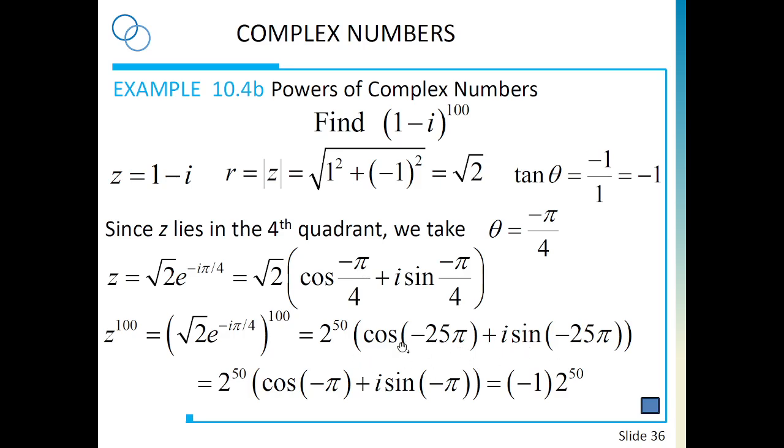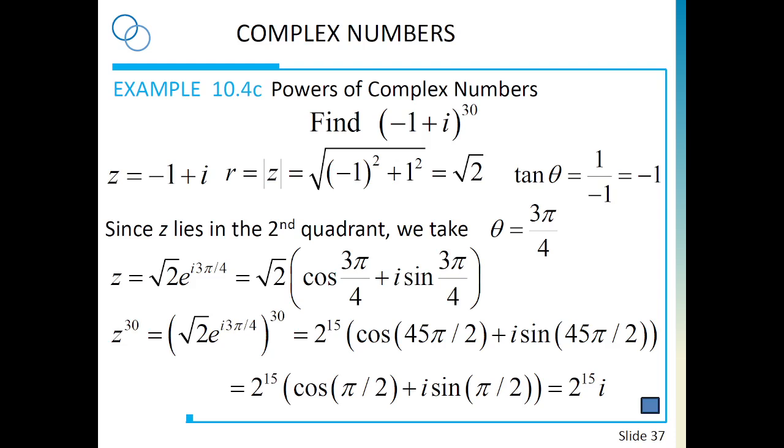So from this point on, we figure out what's happening. 25 is 24 plus 1. So if we spin, spin, spin, and then we have 1 pi left. So that's how we get this. So essentially, the use of this polar form, polar notation, is to compute the high powers of complex numbers. It's very easy to apply.